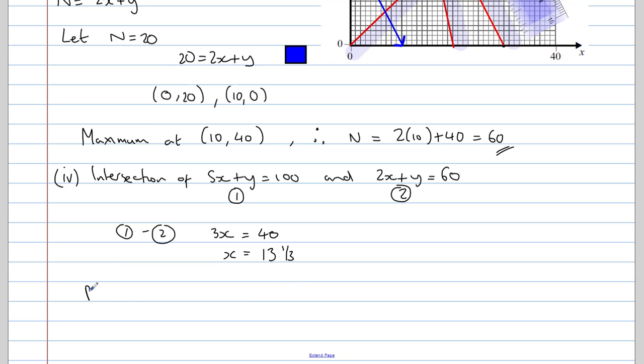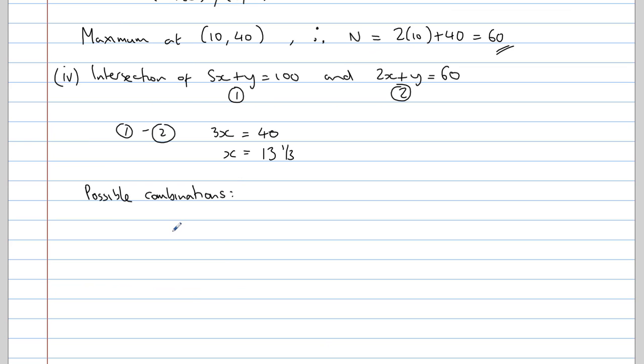So that means the possible combinations will be as follows. I know that I'm allowed the x value of 10, and I'm allowed any x value up to 13 1/3. So I can have 10, 11, 12 and 13 for x. And being as x must be the same as z, that means I can put in my z values.